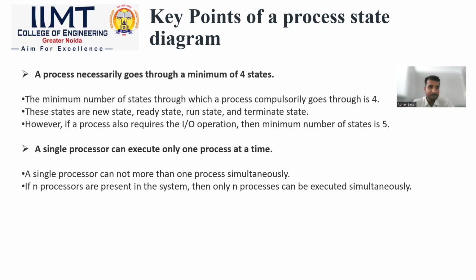Next, a single processor can execute only one process at a time. These are the main points of the process state diagram. A single processor cannot execute more than one process simultaneously. Next, if n processors are present in the system, then only n processes can be executed simultaneously. If 10 processors are present in the system, then only 10 processes can execute simultaneously.